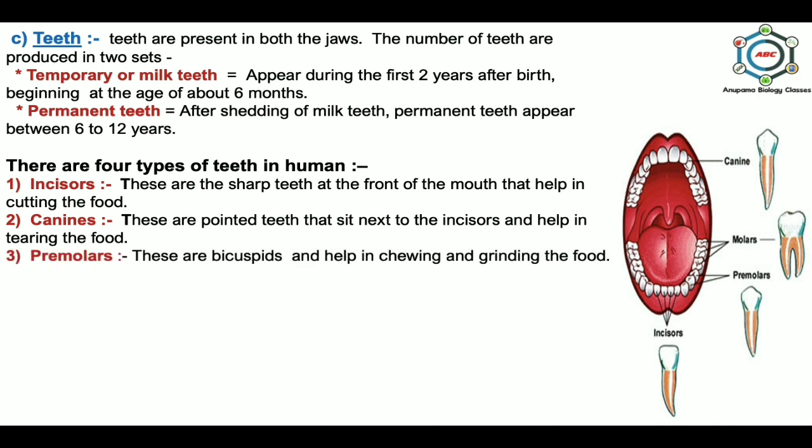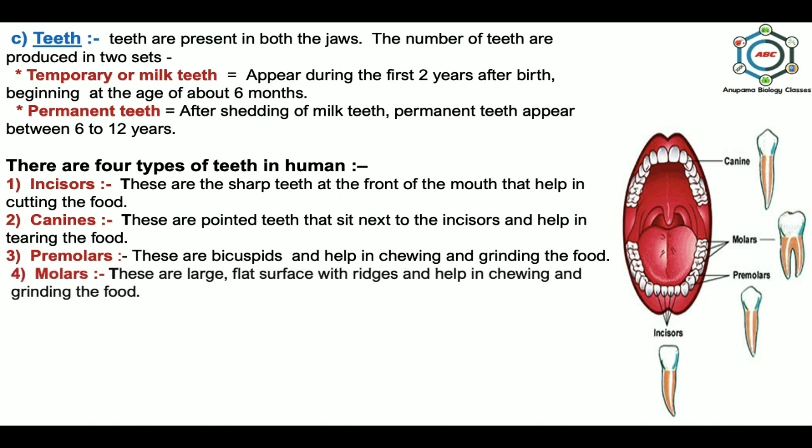After that, the premolars. These are bicuspids and help in chewing and grinding the food. These are premolars, and after that, molars. These are large flat surfaces with ridges and help in chewing and grinding the food.